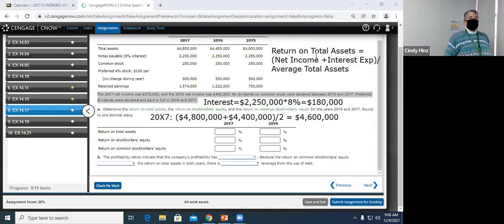So back to our formula, return on total assets is the net income. For 2017, that was $372,000, plus the interest expense of $180,000. And then we divide that number by the average total assets, 4,600,000. Return on total assets, like all three of these calculations, is expressed as a percent. As a reminder, to make a decimal into a percent, you need to move the decimal place 2 places to the right. At the same time, you add the percent sign.